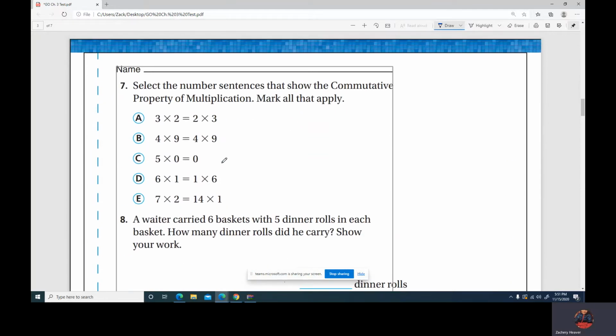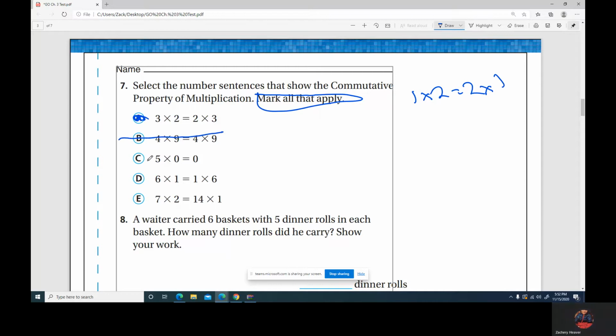Select the number of sentences that show the commutative property. We know commutative property is the same as 1 times 2 equals 2 times 1. They just switch places. Mark all that apply, which means there's going to be more than 1. So 3 times 2 is the same as 2 times 3. Definitely, we know that is true. 4 times 9 is the same as 4 times 9. That is true, but did they switch places?